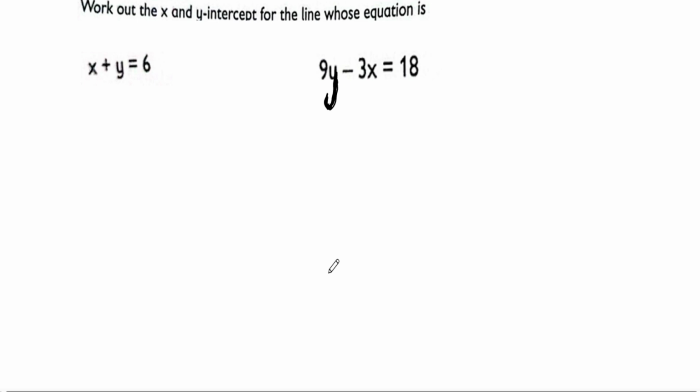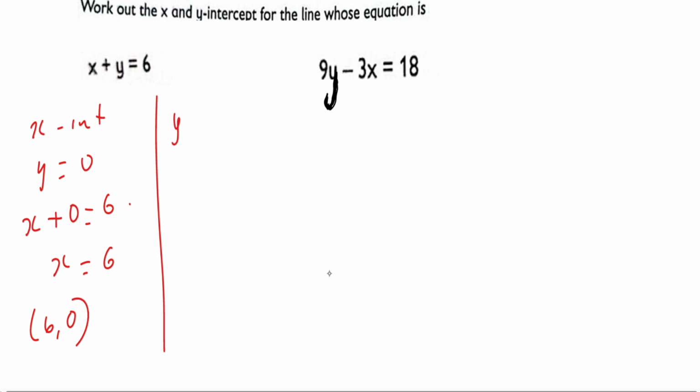Now, let's finish up with this. Pause the video and do it by yourself if you want to. Work out the x and y-intercept for the line whose equation is x plus y equals 6 and 9y minus 3x equals 18. Now, for our x-intercept, y equals 0. So where there's y, we'll replace it with 0. So x plus 0 equals 6, therefore x equals 6, and therefore your coordinates will be 6, 0.